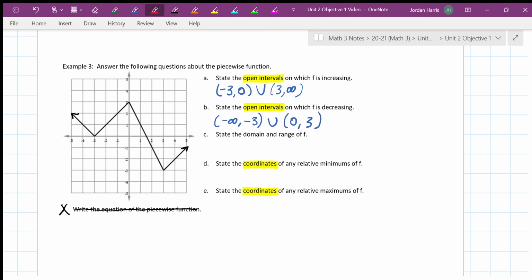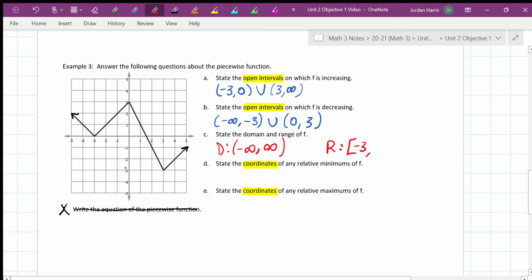Okay. Then it asks for domain and range. The domain of this function, how far left. There's all the x values in between. How far right. Done. Range, how far down. My lowest point is -3 included. Okay, hopefully you're starting to get better at this after we've had a whole unit talking about it. To how far up, all the y values are included. And notice this arrow goes up forever, so it is positive infinity.